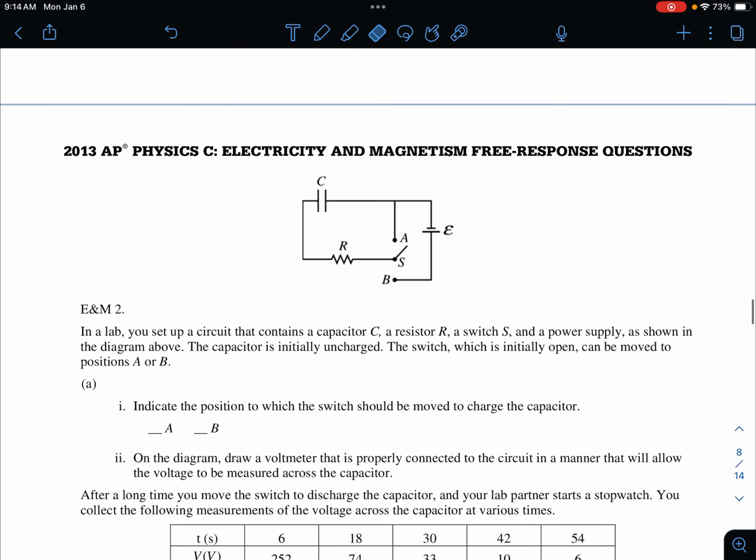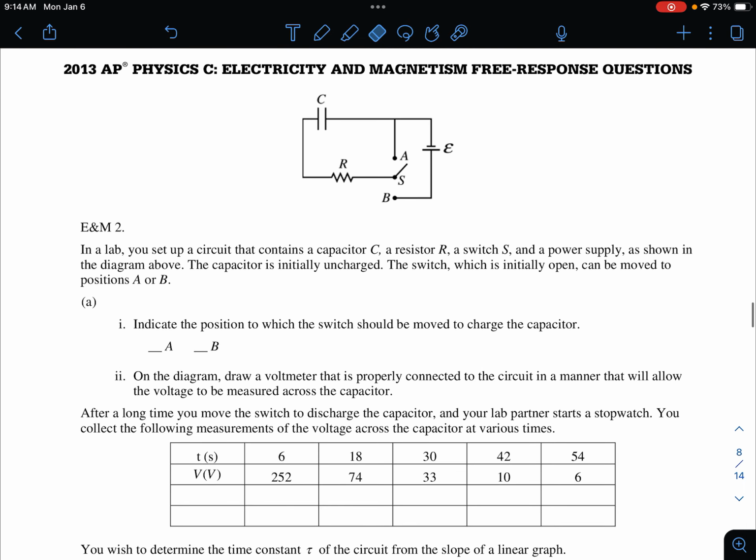That one's kind of weird. In the lab, you set up a circuit. It contains a capacitor C, a resistor R, a switch S, and a power supply, as shown in the diagram above. The capacitor is initially uncharged. The switch, which is initially open, can be moved to positions A or B. Hopefully that wasn't too fast. Just trying to go fast here.